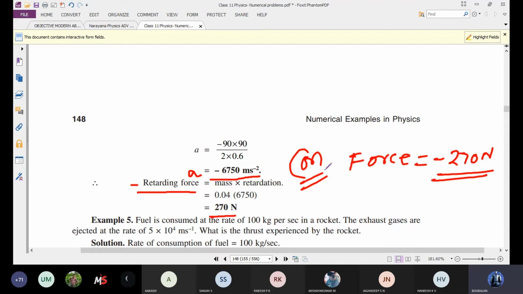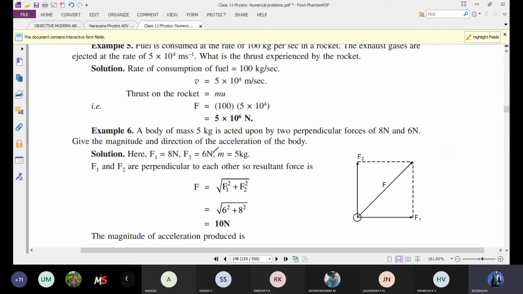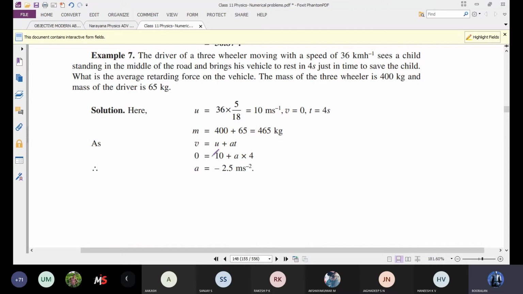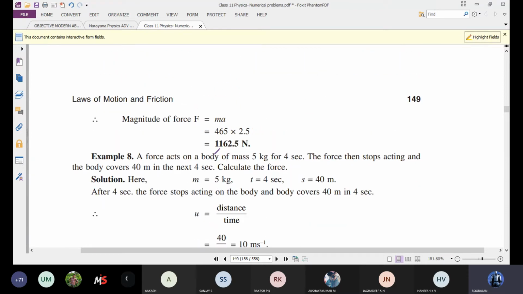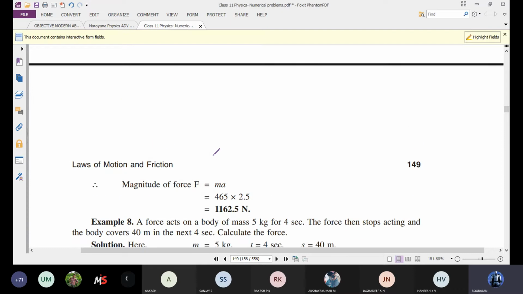Completed. Okay, next problem for you. Okay, this one try, same format. Problem number 8. Please note the problem, everyone. A force acting on a body of mass 5 kg for 4 seconds. The force then stops acting, and the body covers 40 meter in the next 4 seconds. Calculate the force.